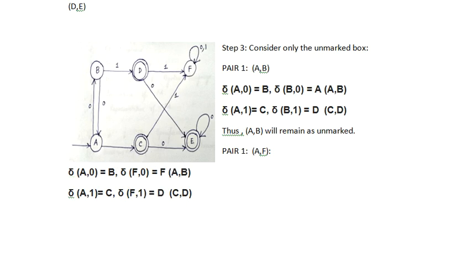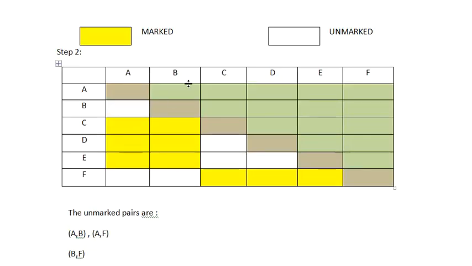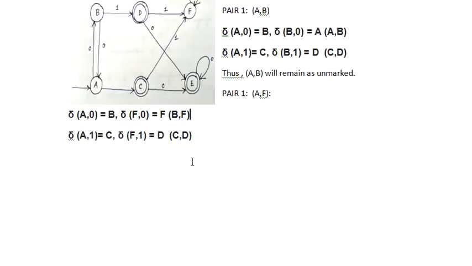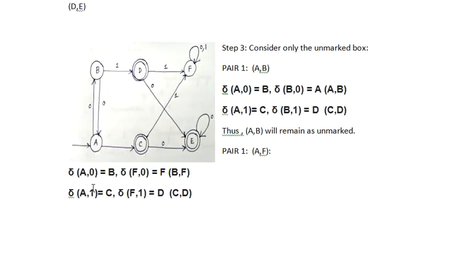Therefore the pair that you have got is B comma F. Correct? Let me check whether B comma F is marked or not. B comma F is unmarked, so leave it as it is. Now let me check for A comma F on 1. A on seeing 1 is going to C. F on seeing 1 is going to F. I think you have got something.